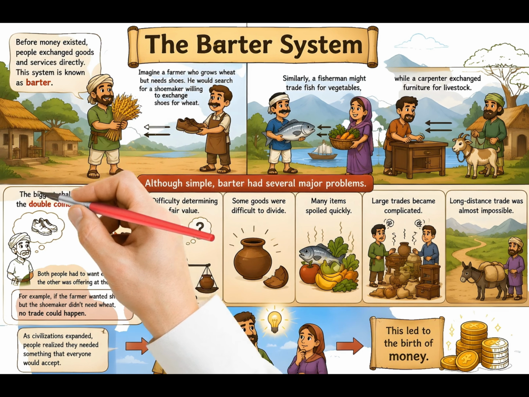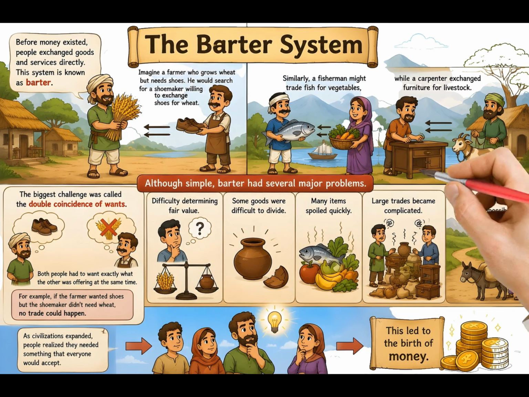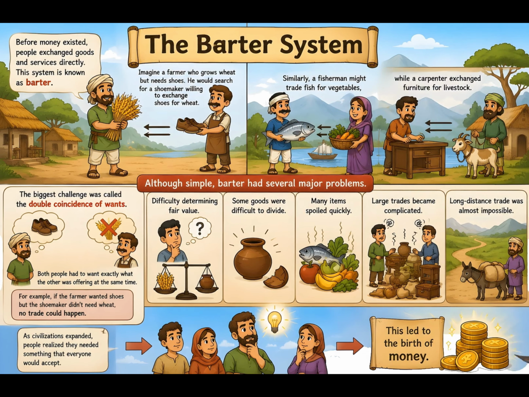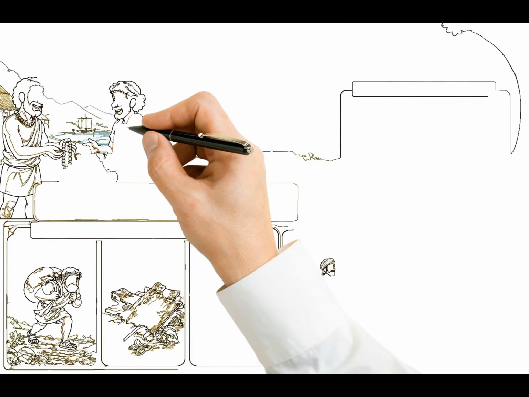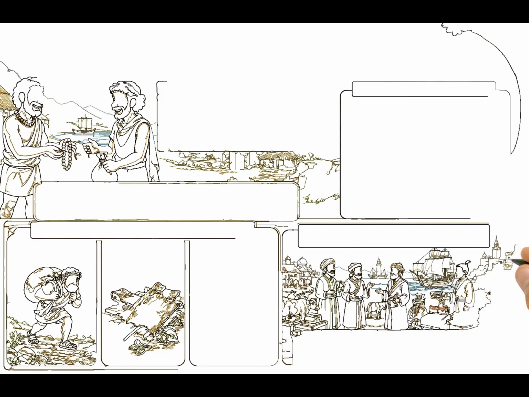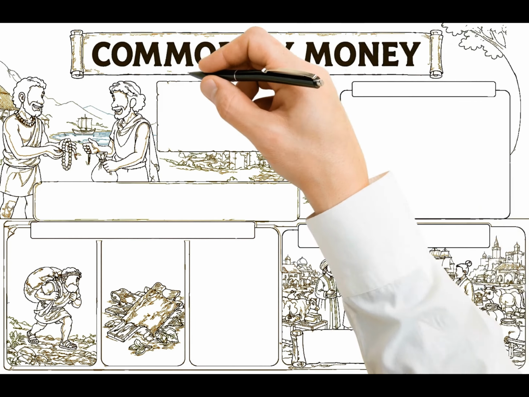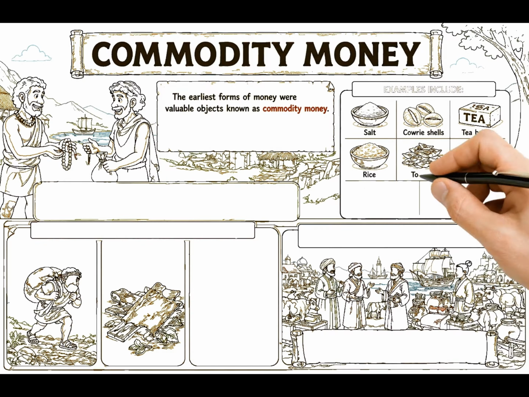As trade expanded, governments began minting coins from these metals. Coins had standardized weight and purity, marked with official symbols to guarantee authenticity. This made transactions faster and more reliable. Coins spread across regions, boosting trade, supporting taxation, and helping economies grow. For centuries, coins remained the dominant form of currency.